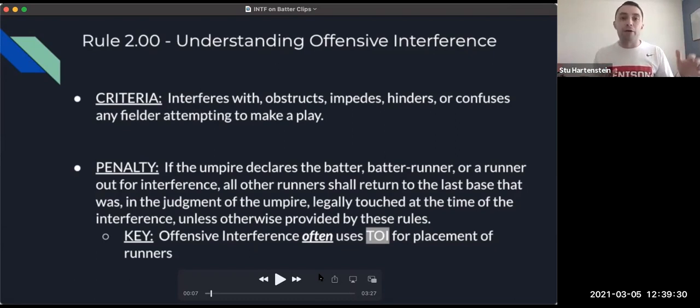And then you've got the penalty here. If we declare the batter, runner, or runner out for interference, all other runners shall return to the last base that was, in the judgment of the umpire, legally touched at the time of the interference unless otherwise provided by the rules. Important to note that for the most part, offensive interference often uses time of interference. That's what TOI means, time of interference, for the placement of runners. Now, that word is often, it's not always, because there are some variances to that, and we'll talk about those here over the coming weeks.